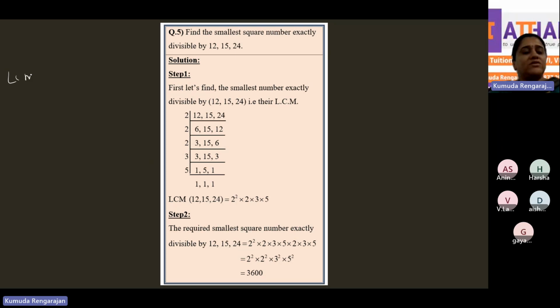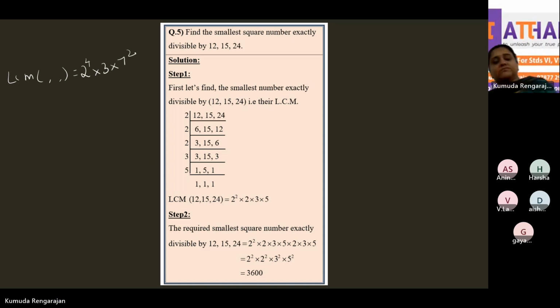So then Aishwarya, tell me for this one, supposing the LCM of some three numbers is 2 to the power 4 into 3 into 7 square. Yes, ma'am. Right now we need to multiply 3 with another 3 so that it will become 3 square. And then we have to multiply the entire term. Correct.